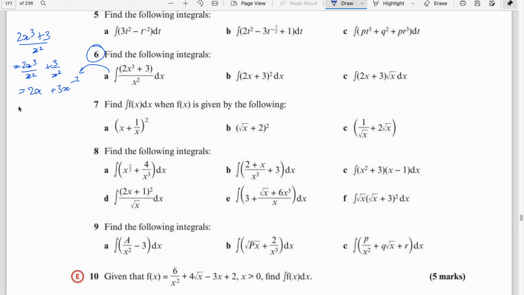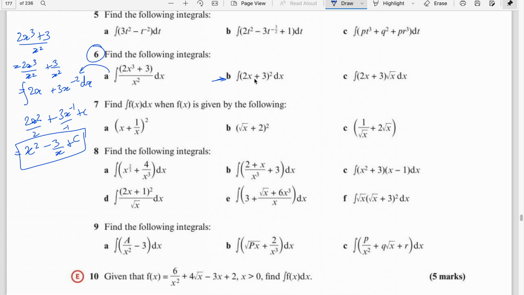Getting it? Now when we integrate, 2x square by 2 plus 3x to the power minus 1 by minus 1 plus c, and after simplification, x square minus 3 over x plus c.